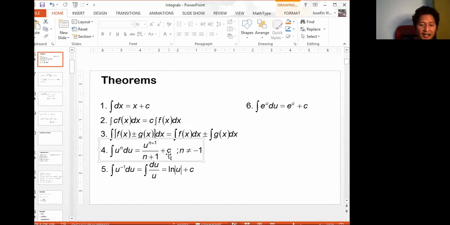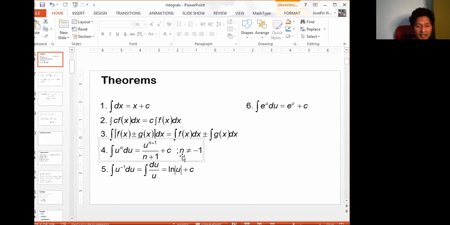And then again, dahil lagi may plus constant dito kasi we are doing a reverse process of derivative. Remember, kapag nag-derivative kasi tayo ng constant, nagsisiro yon. So there's no way we can identify the previous constant of the previous function. That's why we assume that there was a constant before. That's why there would be a plus c.